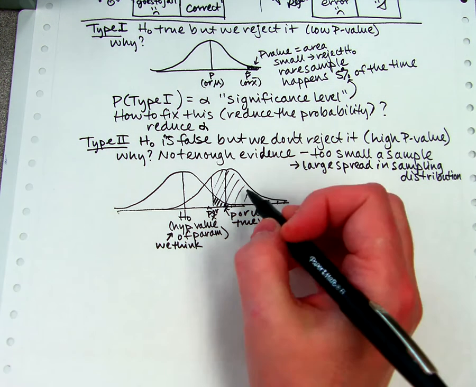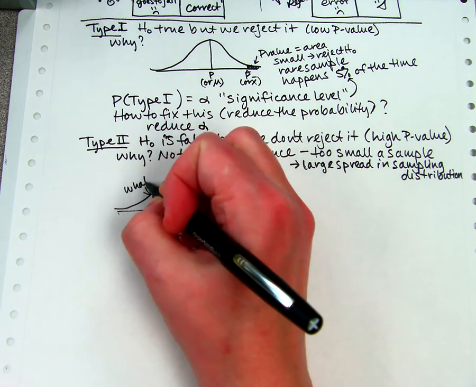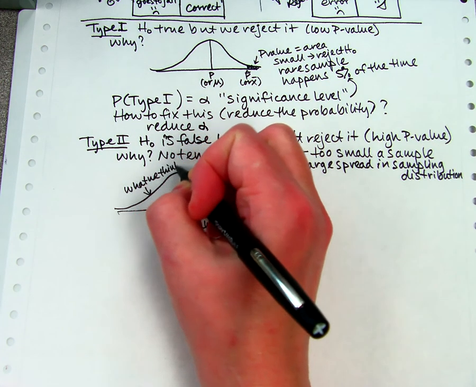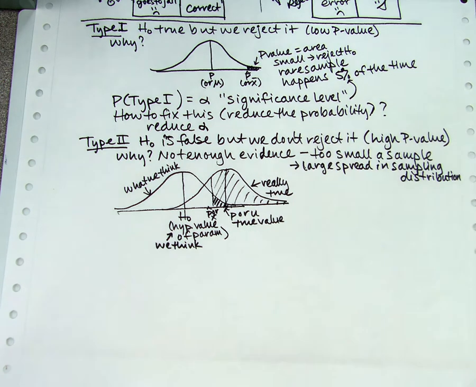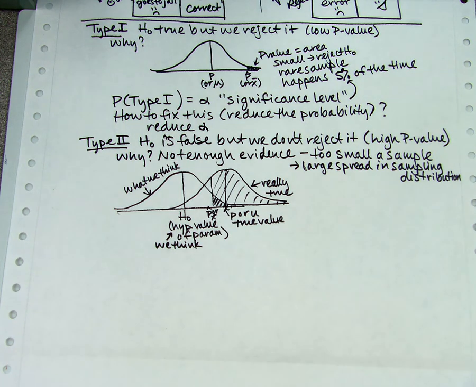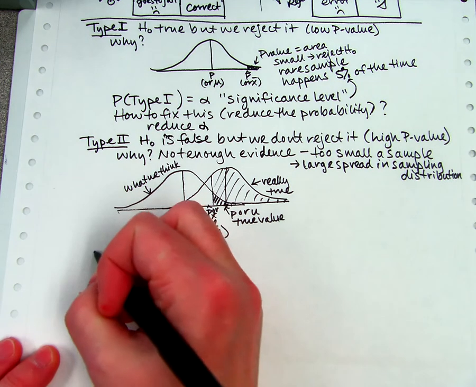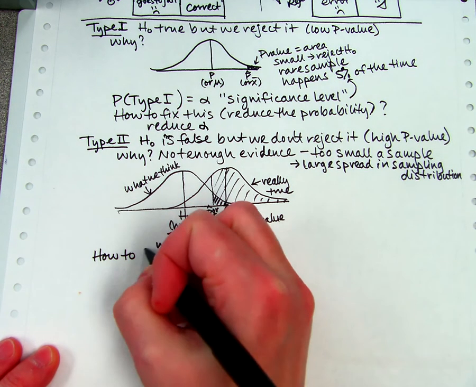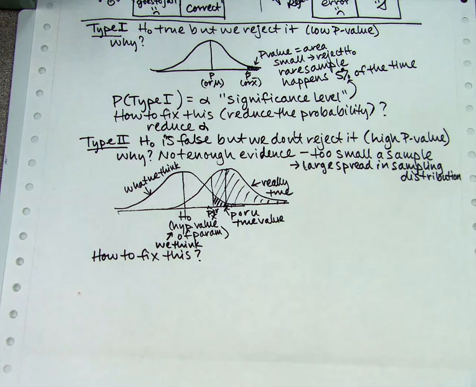What's interesting here is there's two different normal curves. This is what we think is true. And this is what's really true. And how far apart these are makes a difference in how likely this is to happen. Where our sample happens to lie makes a difference. There's a lot of things that influence the probability of type 2 error. So I'm going to give you the easy part first, which is how to fix it, or how to reduce the probability of a type 2 error.